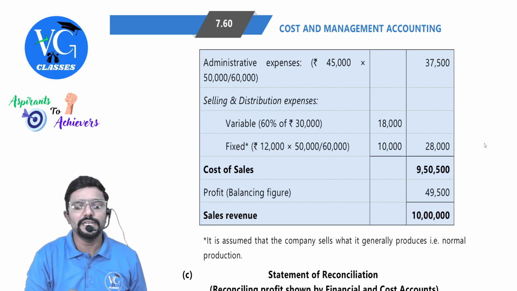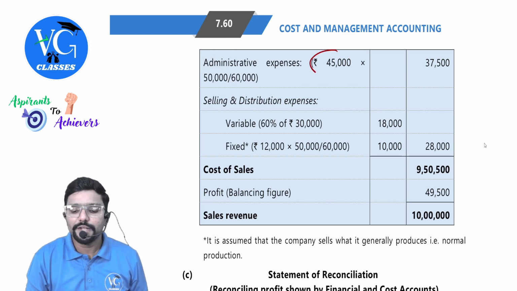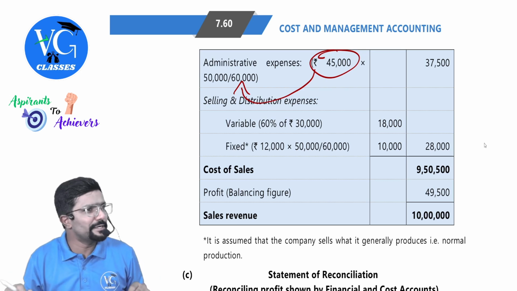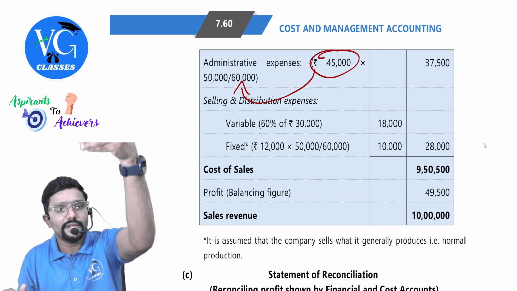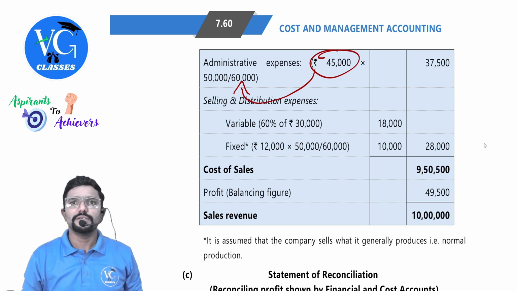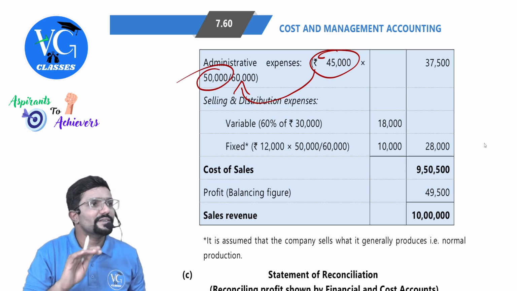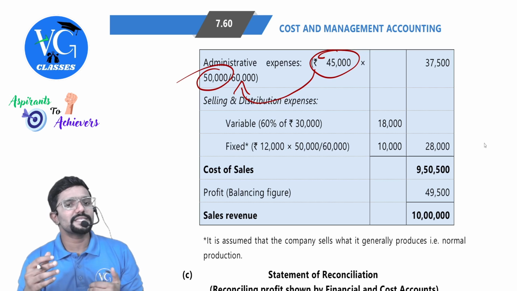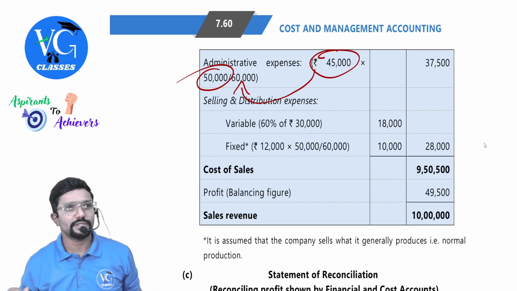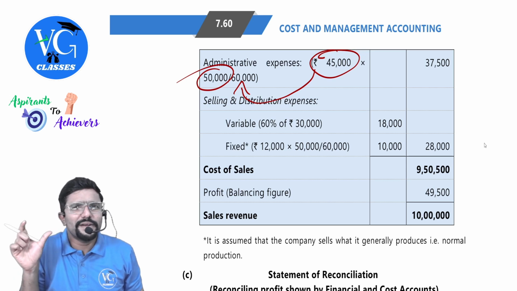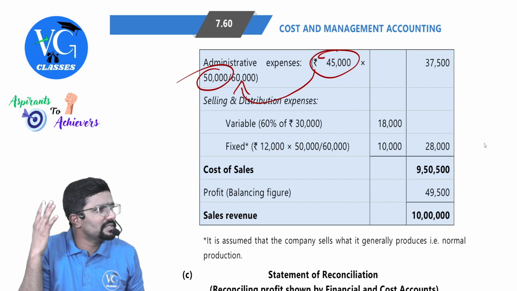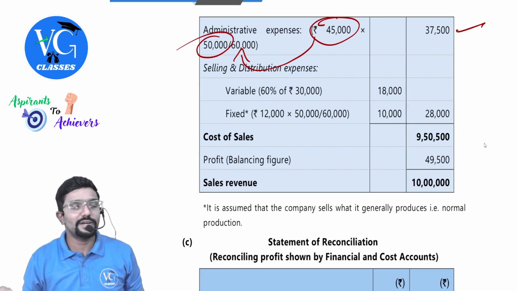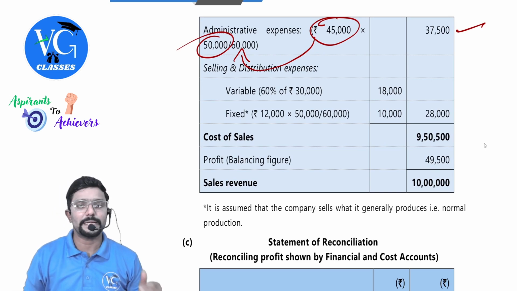Administrative expenses is fully fixed. 45 is for how many units? 60,000. So I will fix the predetermined overhead rate first. How is it? 45,000 divided by 60,000. But now, how many units have we produced? Into 50,000. So how much have we observed? 45,000 divided by 60,000 into 50,000. Hope you understood that predetermined rate, what I am explaining. We already learned all this in the overhead chapter. 37,500. Don't stand now and ask, sir, what is that predetermined overhead rate?